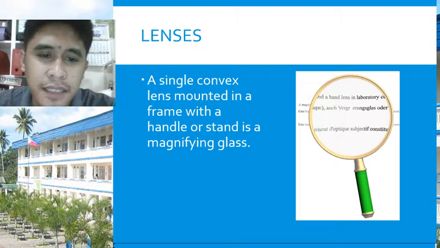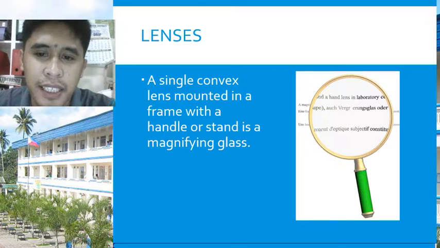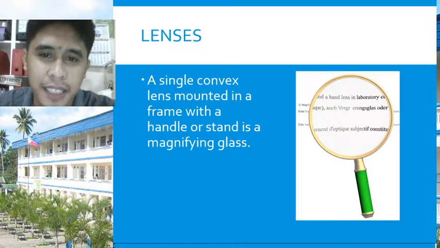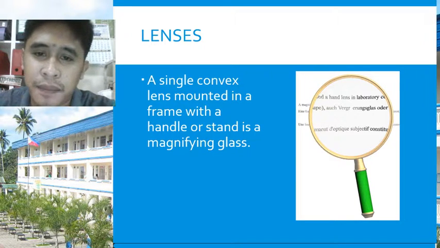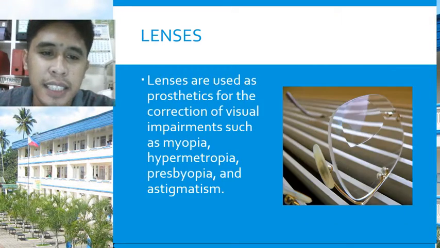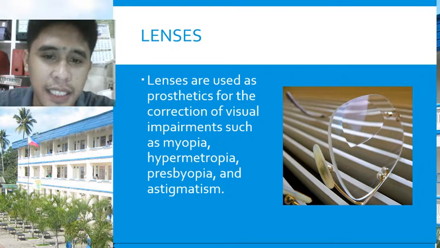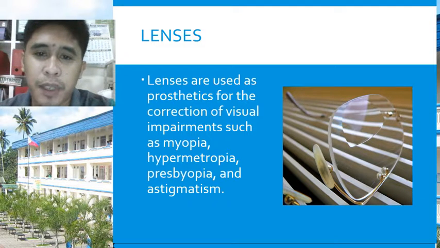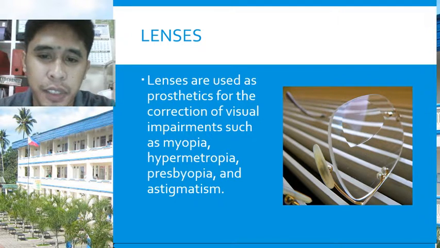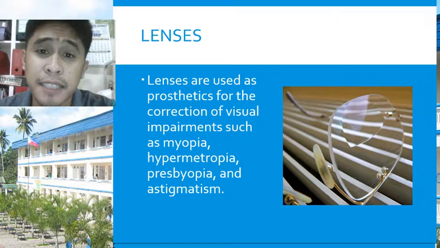A single convex lens mounted in a frame with a handle or a stand is called a magnifying glass. Everybody's so familiar with magnifying glasses. A magnifying glass can be used to focus light, such as to concentrate the sun's radiation to create a hot spot at the focus for creating a fire. Lenses are also used as prosthetics for the correction of visual impairments such as myopia, hypermetropia, presbyopia, and astigmatism.